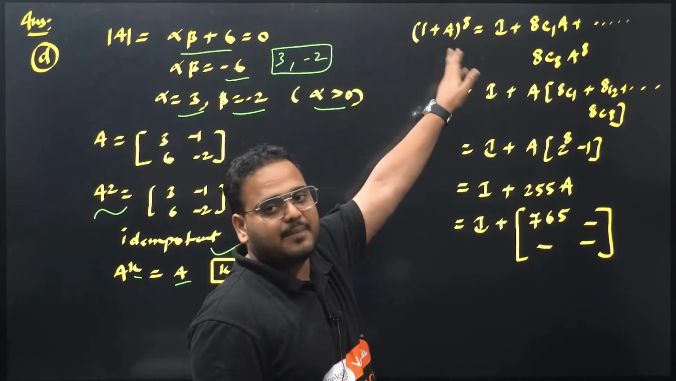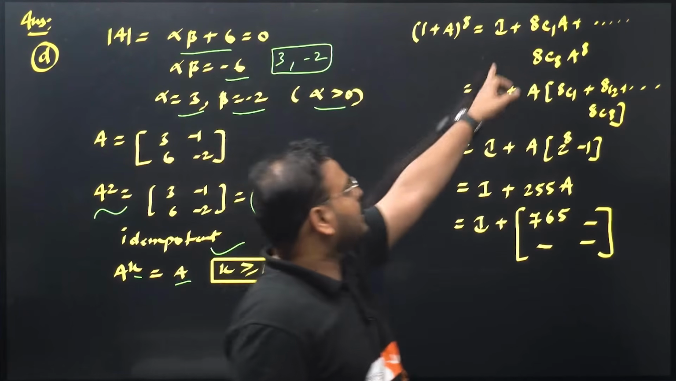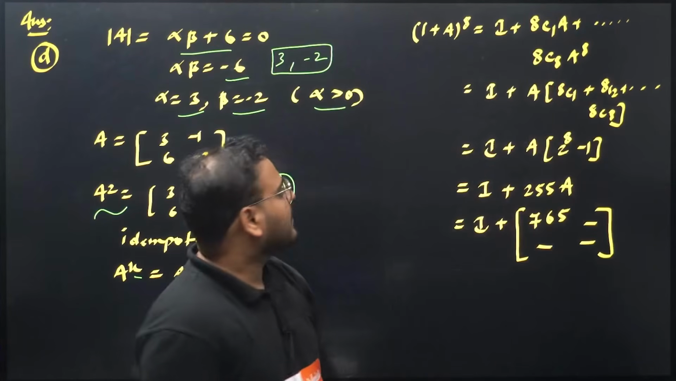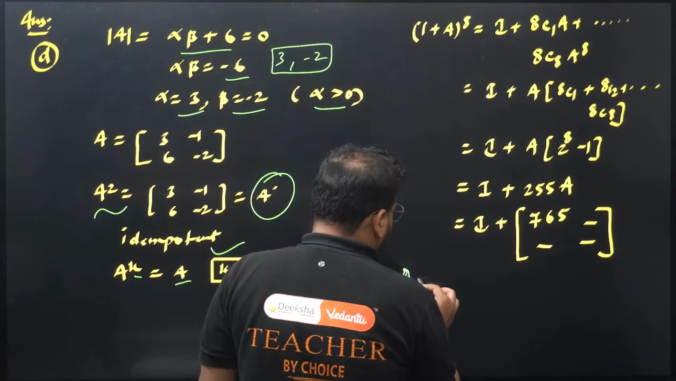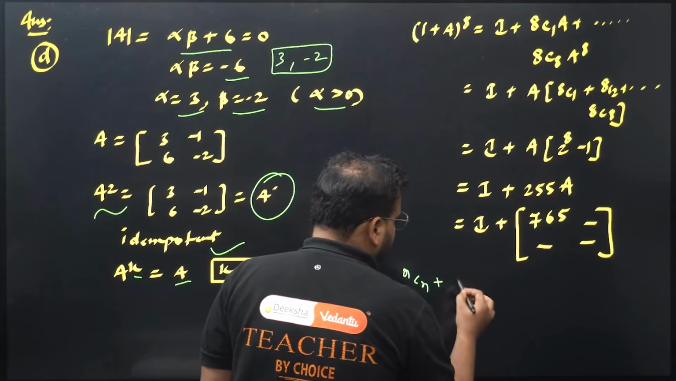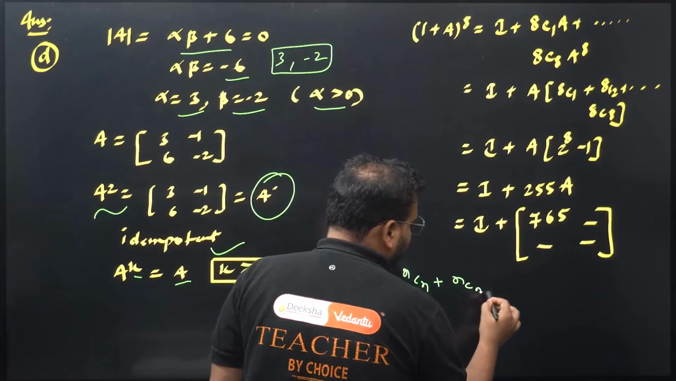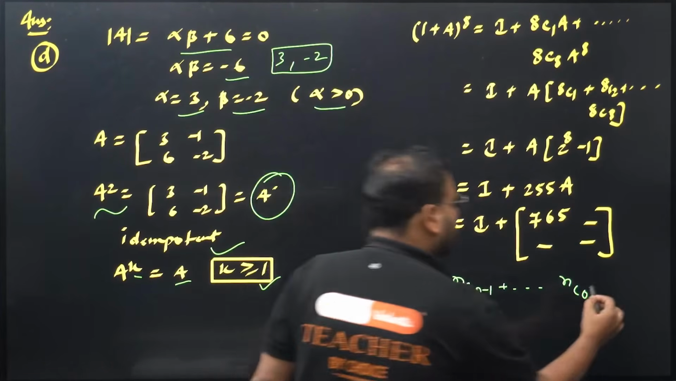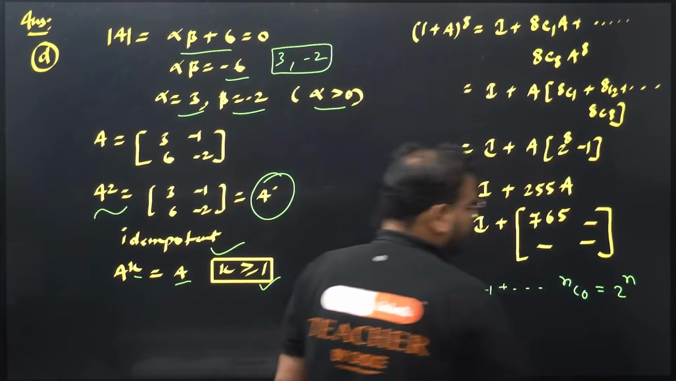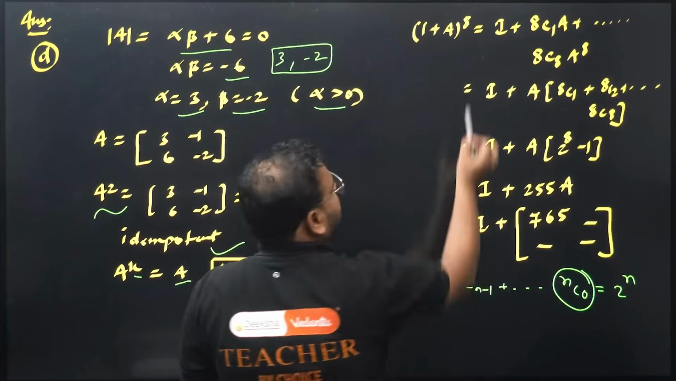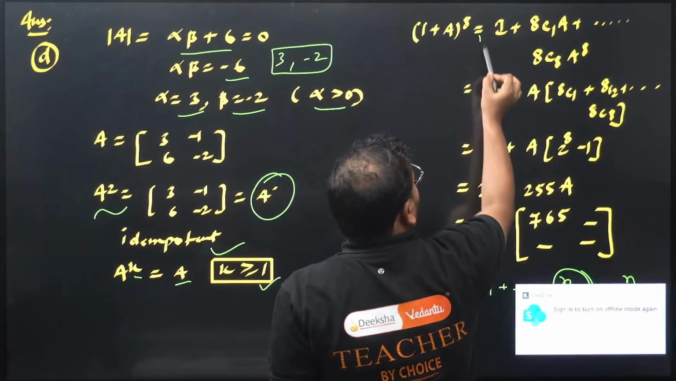I plus A power 8. What is it? I plus 8C1 A, up to 8C8 A power 8. Now you know this formula, nCn plus nCn-1, so on till nC0, is going to be 2 power n. But the nC0 term is missing from here. Check this out. nC0 is over here, right?